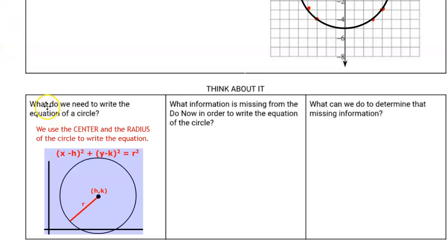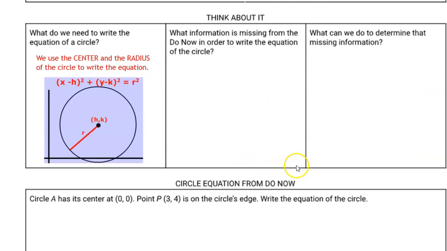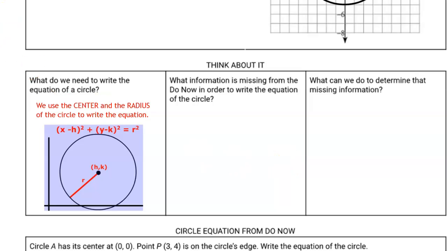All right, for this first part, it asks, what do we need to write the equation of a circle? And you know that we use the center and the radius to do so. The center is h, k, the radius is r. This is just a brief review of what we learned yesterday. What information is missing from the do now? Well, we're given the center. We just don't know the radius, right? So the missing information from the do now is the radius.